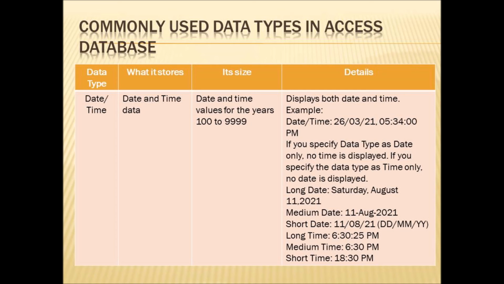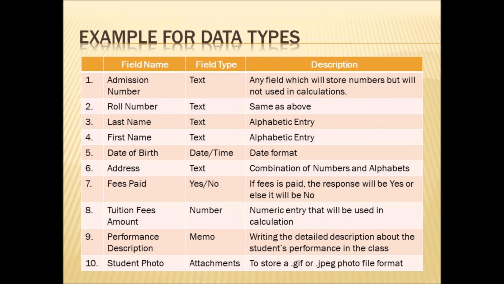If it is medium date, it will be displayed as 11 August 2021. If it is a short date, it will be displayed like normal date in the format date, month and year, that is DD, MM and YY. Then long time will be displayed with hours, minutes and seconds. Medium time will be displayed like hours and minutes. Short time will be displayed like the railway time. It can display the values for the years 100 to 9999.